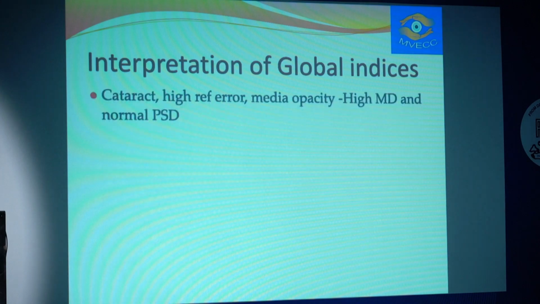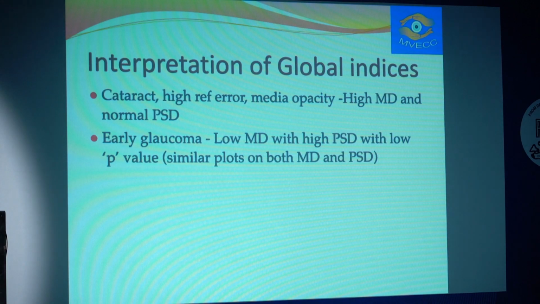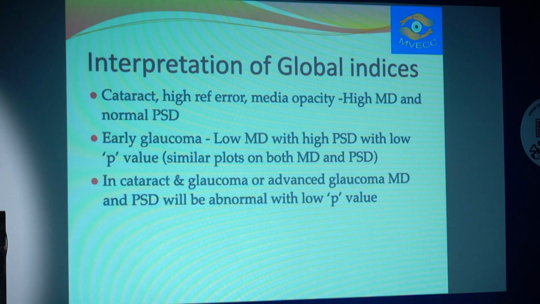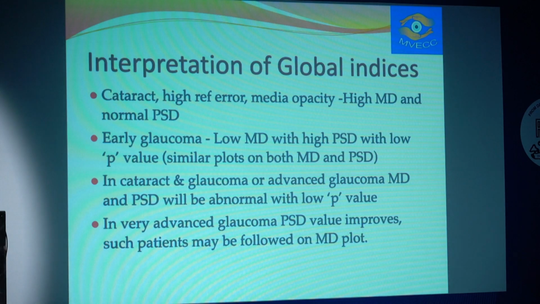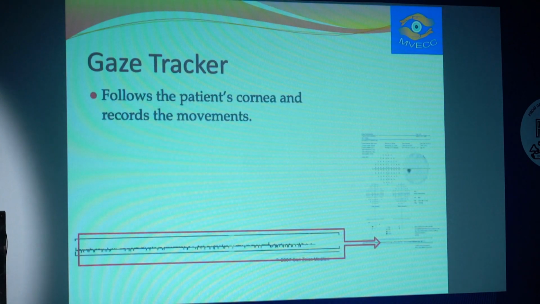Now there are certain points we have to understand about the global indices. Cataract, high refractive error and media opacity will show a high mean deviation as compared to a normal pattern standard deviation. Early glaucoma will show a low mean deviation but a high pattern standard deviation because of the focal defects. And they would be similar in both the MD and PSD plots. In cataract with glaucoma, or in advanced glaucoma, the PSD would be abnormally low with an abnormally low p-value. In advanced glaucomas, the PSD will improve because the hill of vision becomes very flat and all the points will go down.